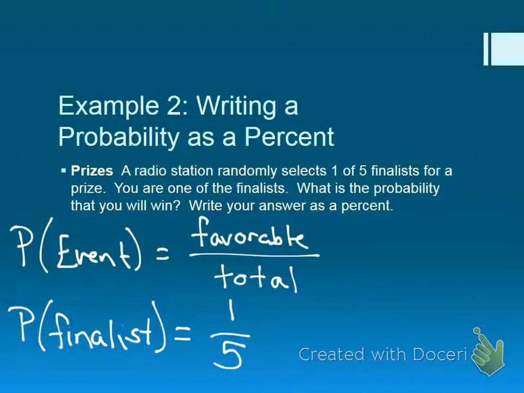In previous lessons, this is where we ended. But in this section, it wants a percentage. 1 out of 5 is what as a percentage? 20%.